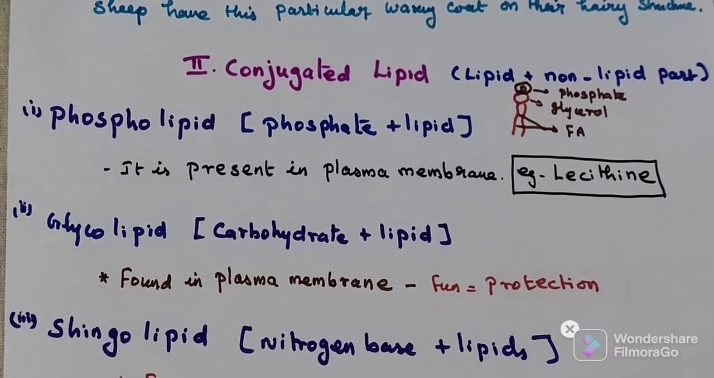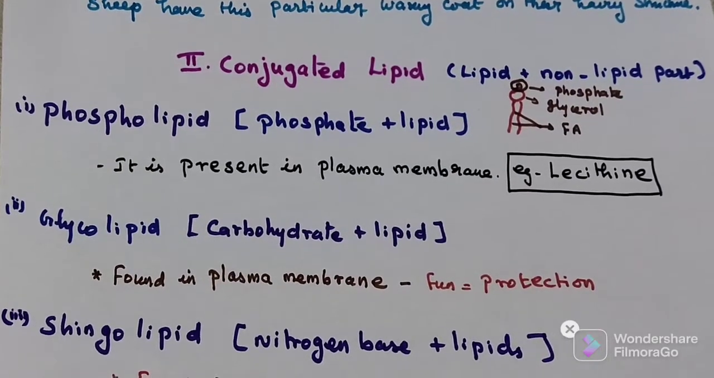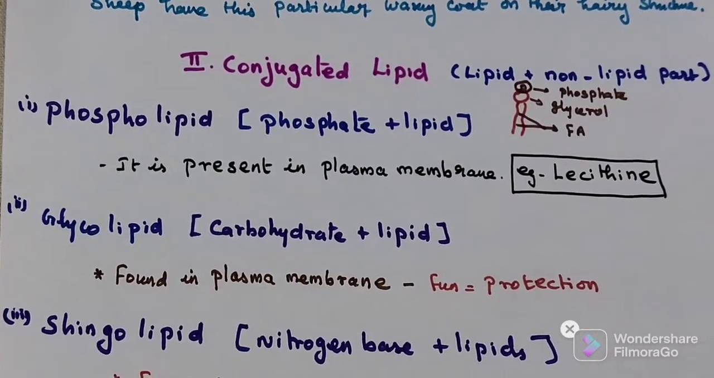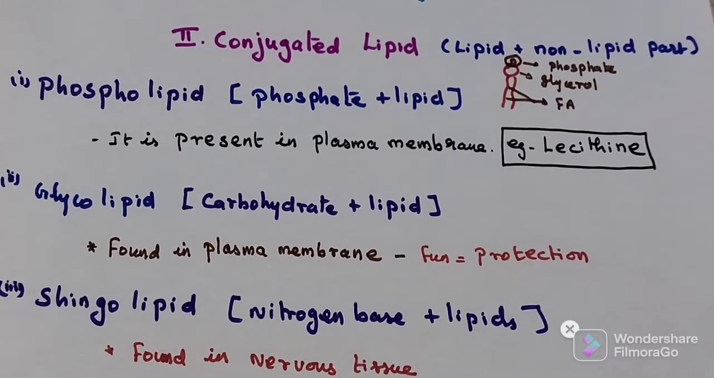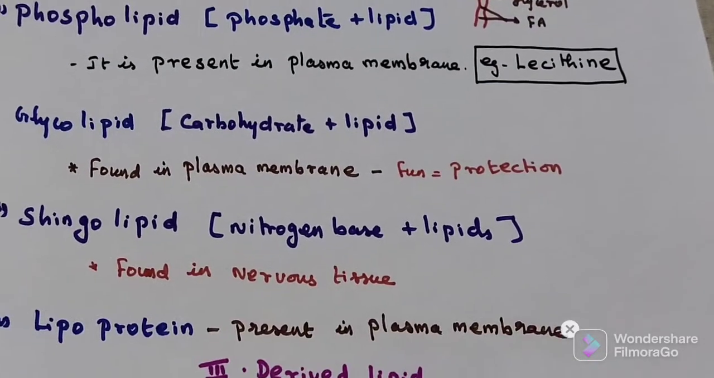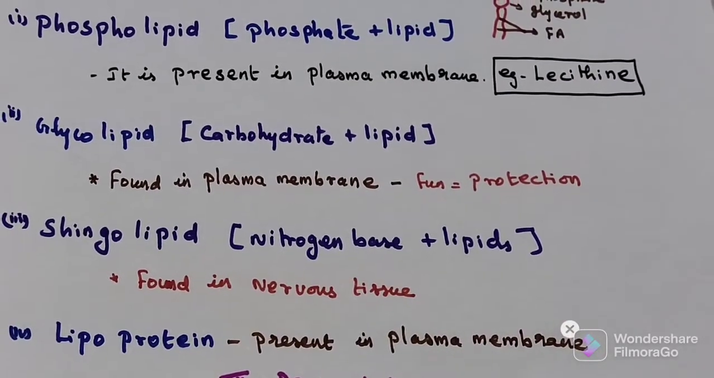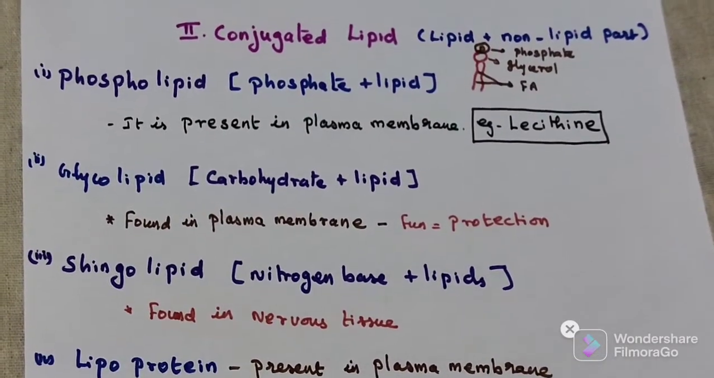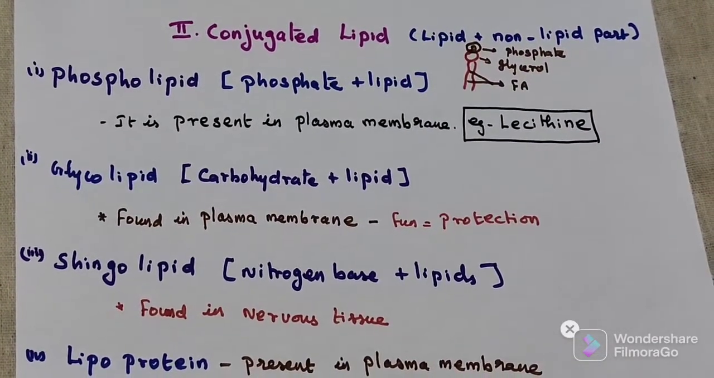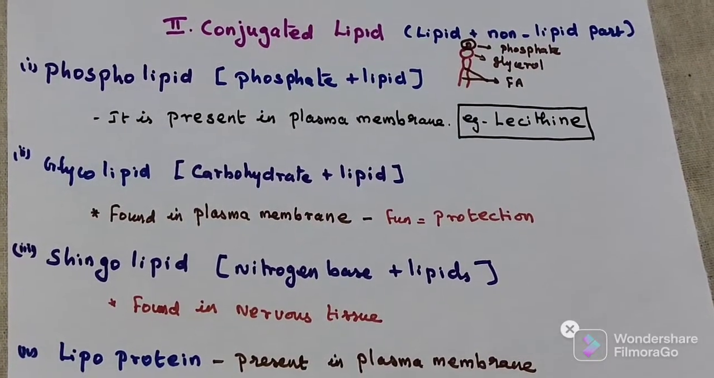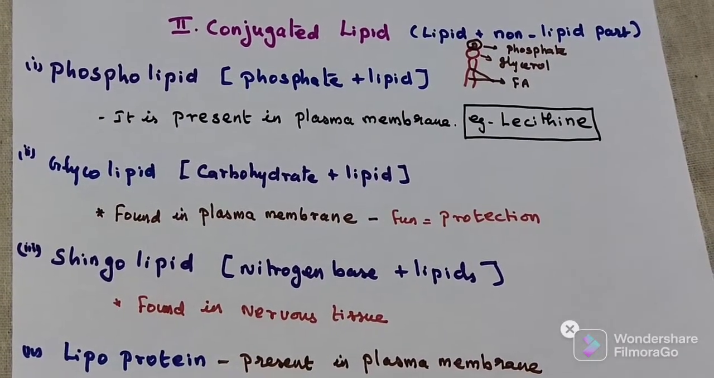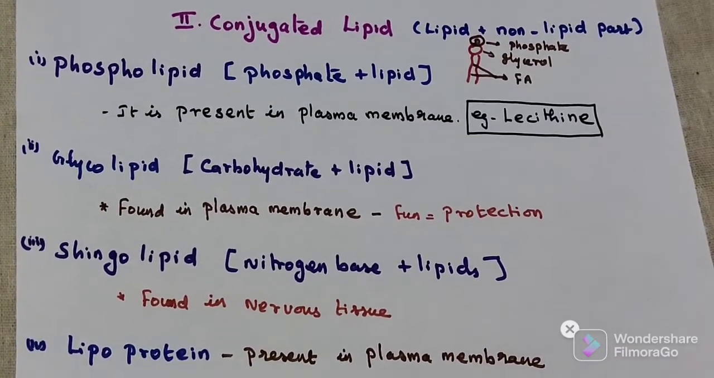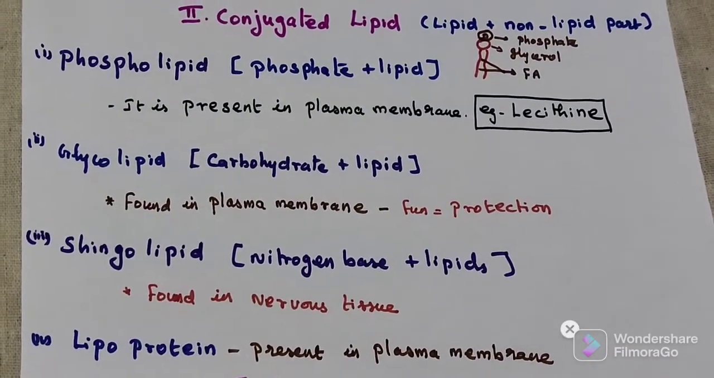For example, phosphate attached to lipid means phospholipid. Carbohydrate attached to lipid means glycolipid. Nitrogenous base attached with lipid means sphingolipid. Protein attached means lipoprotein. Phospholipid and glycolipid are present in the plasma membrane. Sphingolipid is present in nerve tissue. Lipoprotein is also present in the plasma membrane. Their main function is protection.